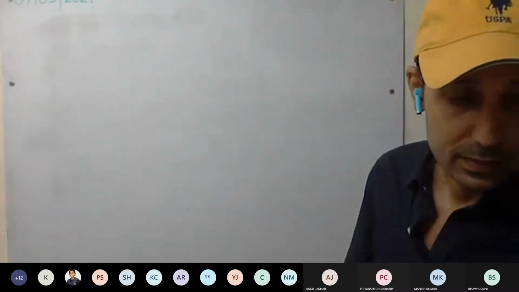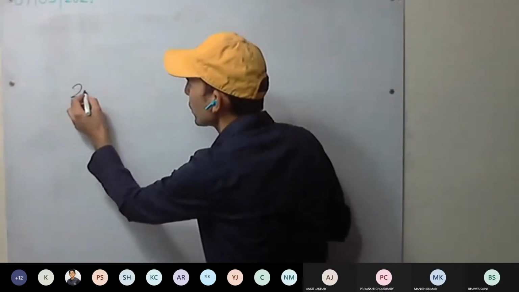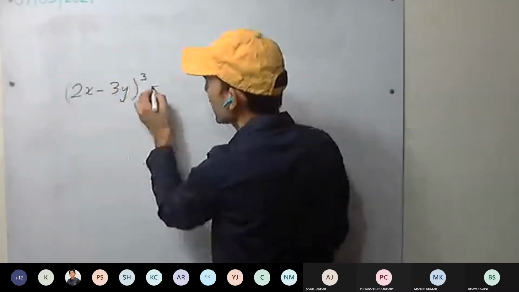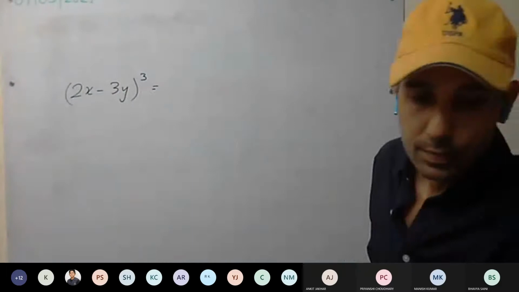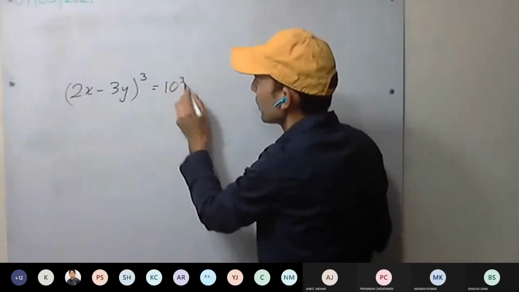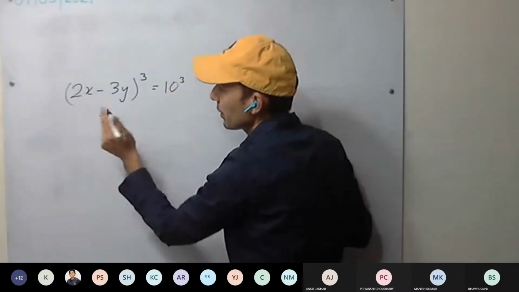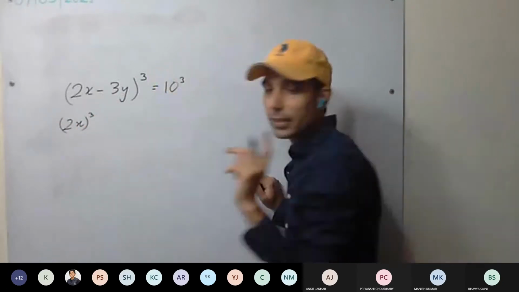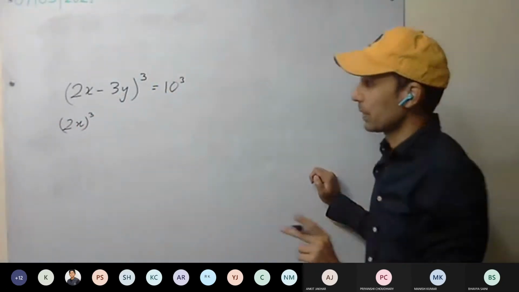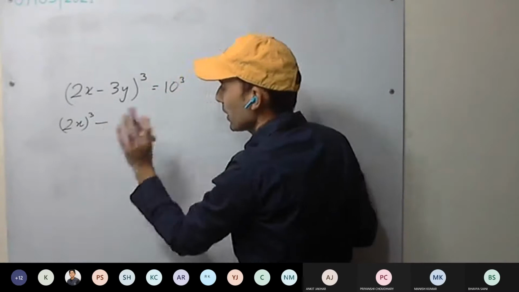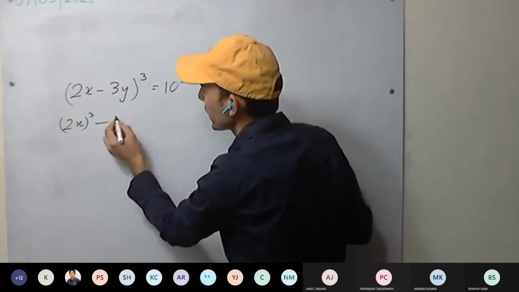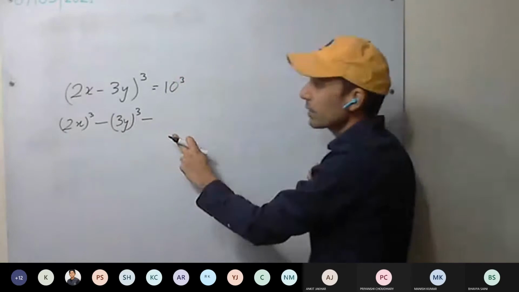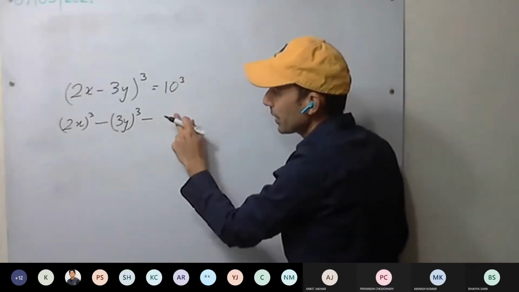Okay, I have rubbed that one. So 2x minus 3y, take the cube on both sides, 10 cube. What will be the next step if we cube them? It will be 2x cube. Don't skip the steps. Never skip the steps, or there are very much chances to make a mistake. Minus 3y the cube, minus 2a minus 3ab.